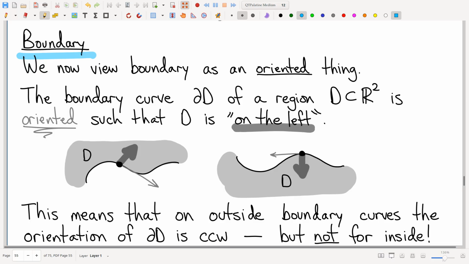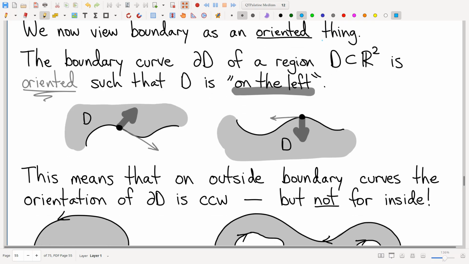The new concept here is that we now need to think of boundaries as being oriented things. The word boundary, going forward, means oriented according to a specific convention. We have not thought of boundaries as being oriented up to now. Boundaries were just fences. It's where you put the fence. It's the edge. It's the border between my set and not my set, right? Real simple idea. Going forward, it's an oriented thing, and oriented according to a very specific convention.